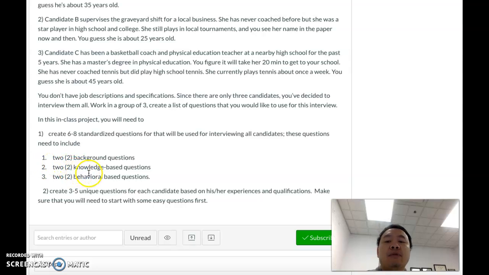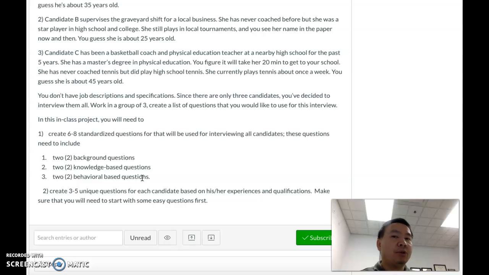And also 2 knowledge-based questions. Knowledge-based, like how much do they know about tennis? How much do they know about high school athletics? How much do they know about coaching? Those are the knowledge-based questions, and 2 behavior-based questions.